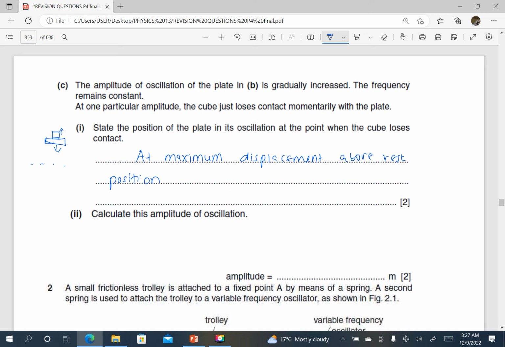Part 2, calculate this amplitude of oscillation. So you can find that amplitude of oscillation. When the cube just momentarily loses contact with the metal plate, what is happening? The cube is no longer going to be moving with the acceleration of the plate. It will now be under the influence of gravity at that particular instant.